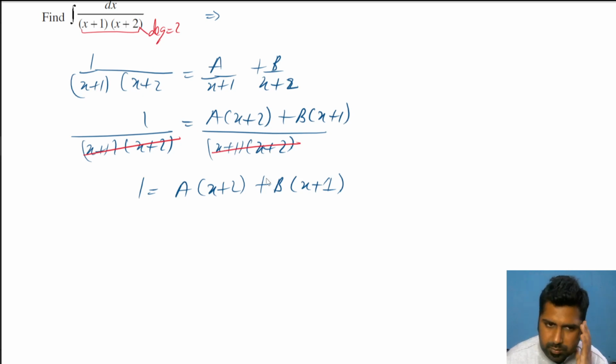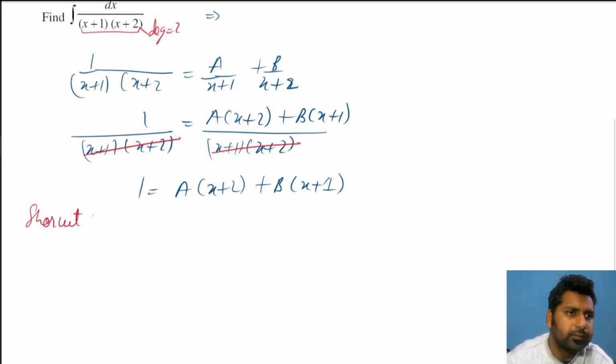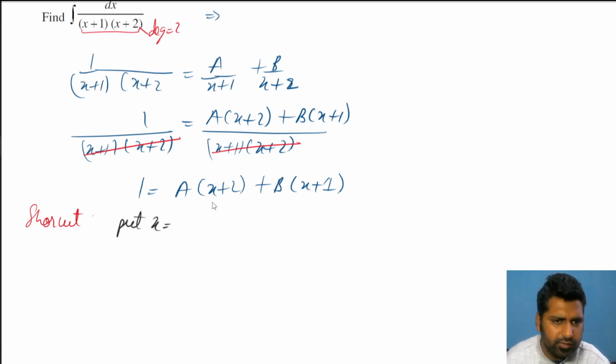Okay, so this is the equation. What you can do is literally compare the left side and right side and solve the equation, or get a and b with a shortcut. What is that shortcut? How does that work? You put a value of x so that one of the coefficients becomes 0. So if we put x as -2, this will become 0.